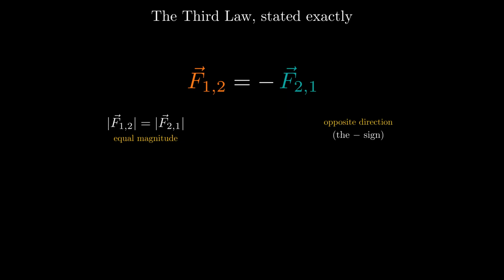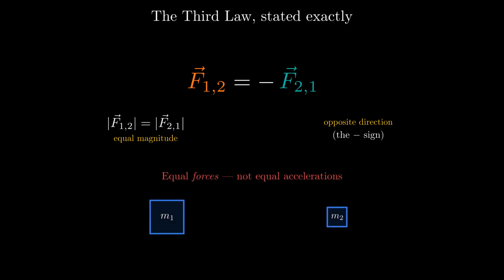The third law states the relationship between them exactly. F12 equals negative F21. The force on body 2 from body 1 is equal in magnitude and opposite in direction to the force on body 1 from body 2. Same size, reversed sign. Notice what this does not say. It does not say the two accelerations are equal. If the bodies have different masses, the same force size produces different accelerations. The forces are the equal pair. The motions need not be.